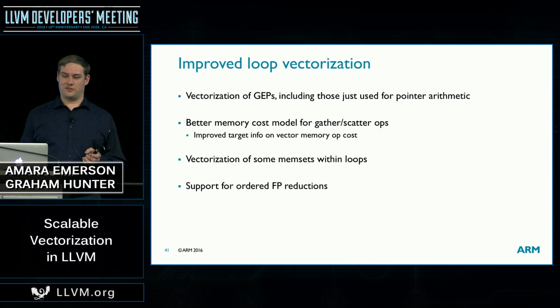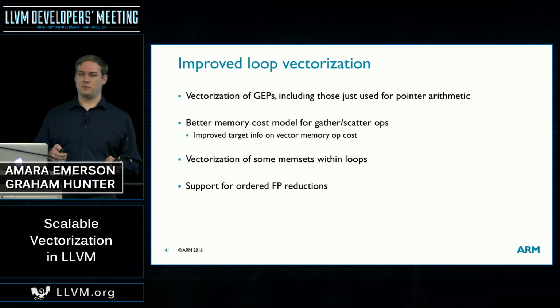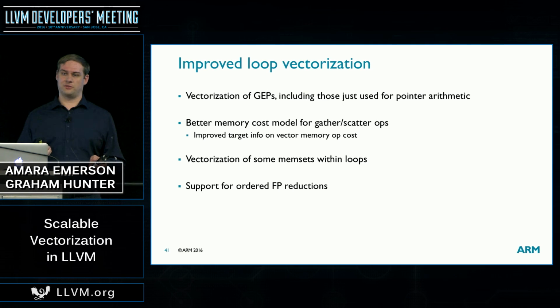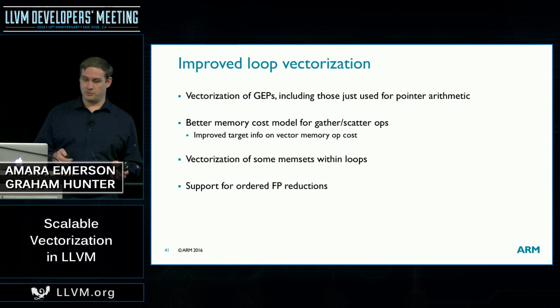For the loop vectorizer itself, we have vectorization of all gathers, not just those used for gathering. This is because we really, really don't want to scalarize because it requires that we plant a new loop inside it. We have a better memory cost model for gather and scatter ops, which passes more details of what's going on to target info, such as the stride, so it can make better decisions as to what it will actually plant when it gets it. We vectorize some small memsets that are present within loops, and we support ordered floating point reductions.